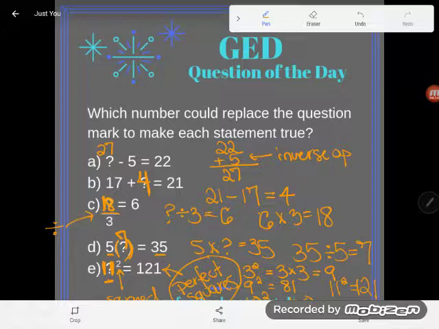Anyway, so there's my answer. A was 27, B was 4, C was 18, D was 5, and E was 11.